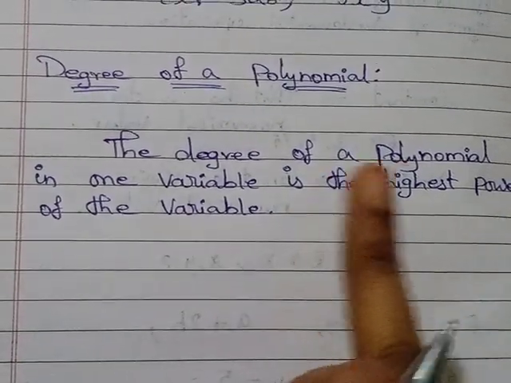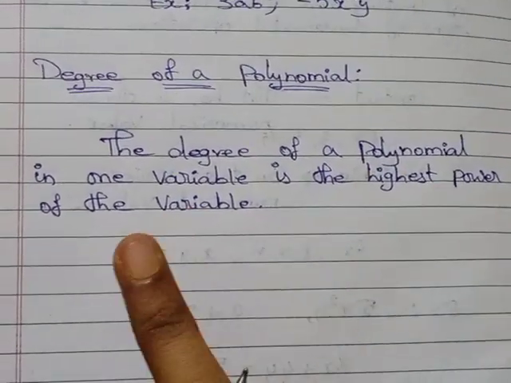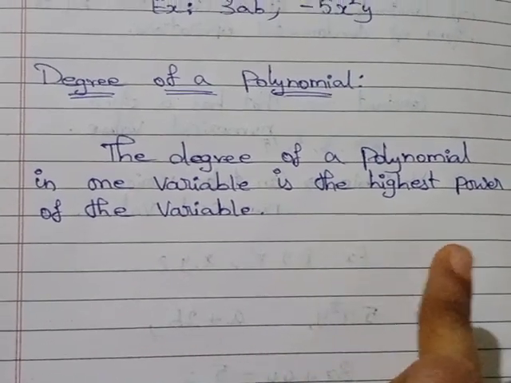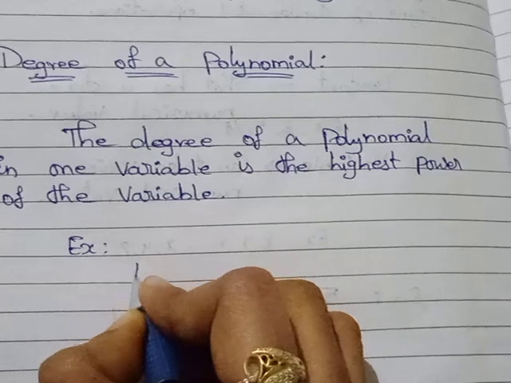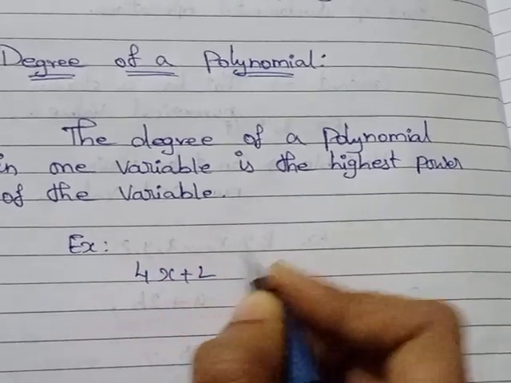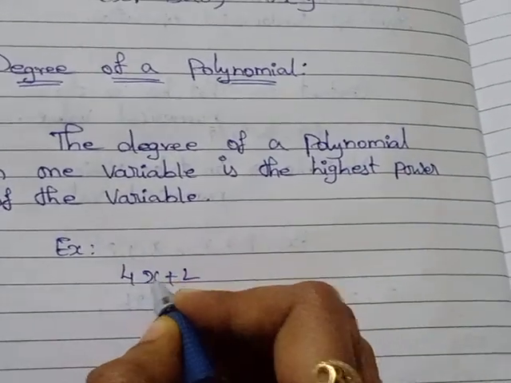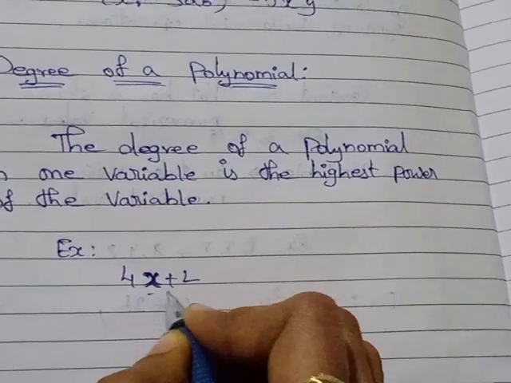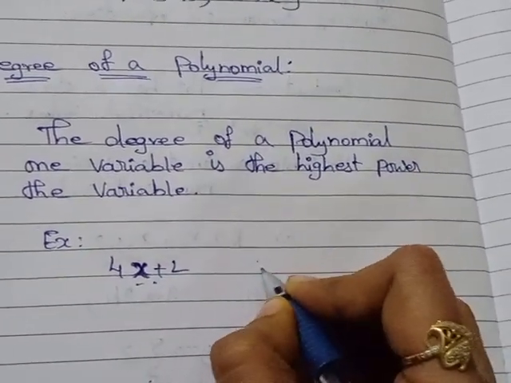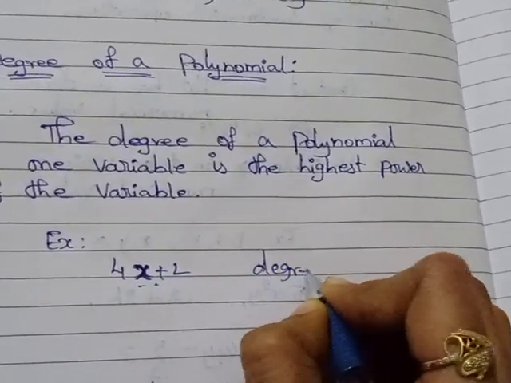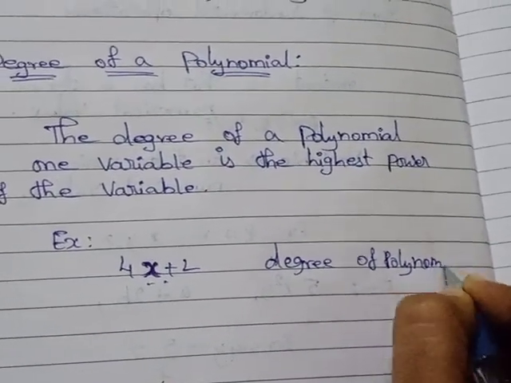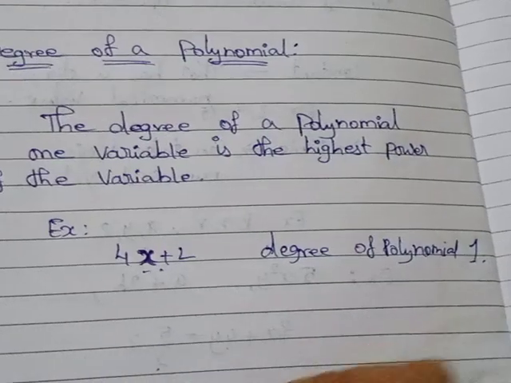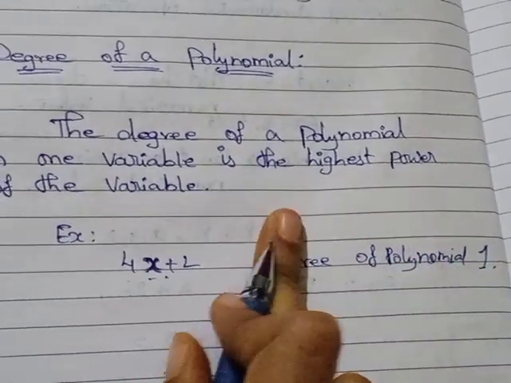The next topic is degree of polynomial. The degree of a polynomial in one variable is the highest power of the variable. For example, 4x plus 2. Here the variable is x. The power is 1. So the degree of the polynomial is 1.